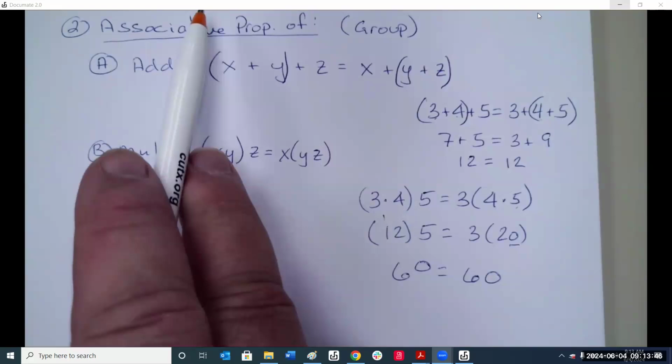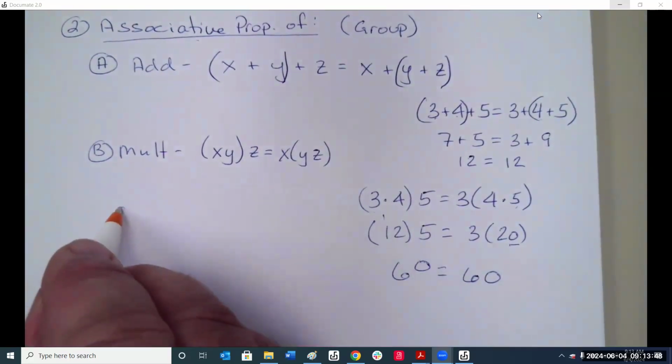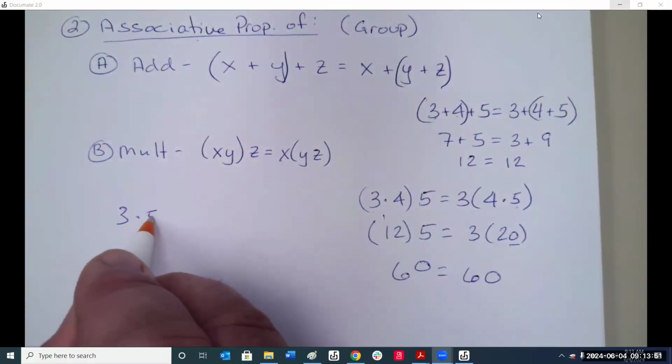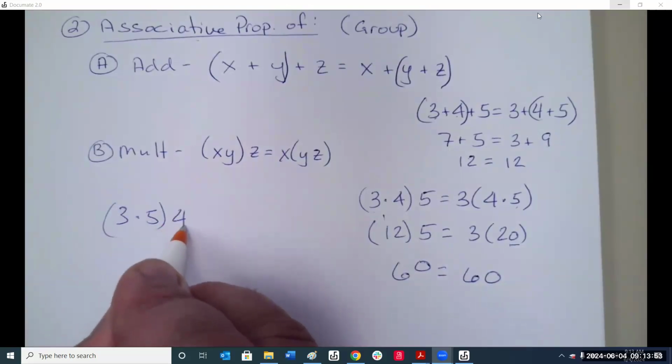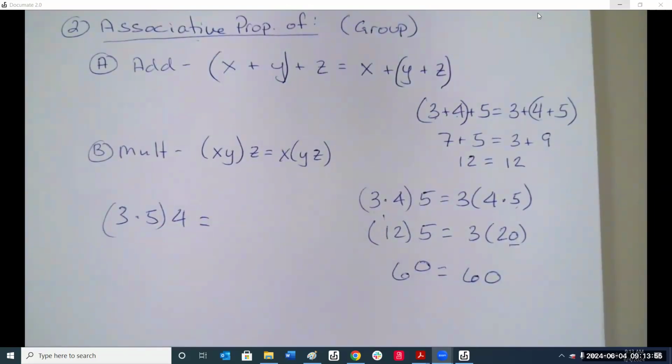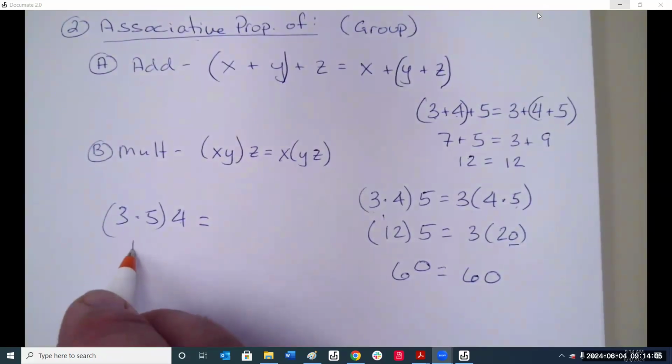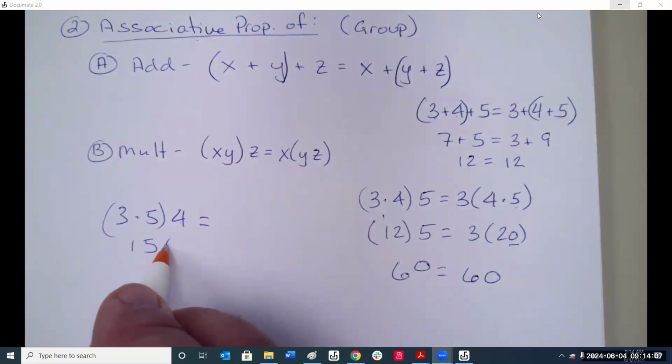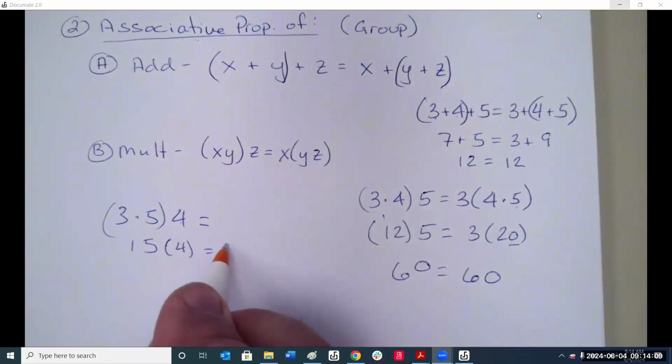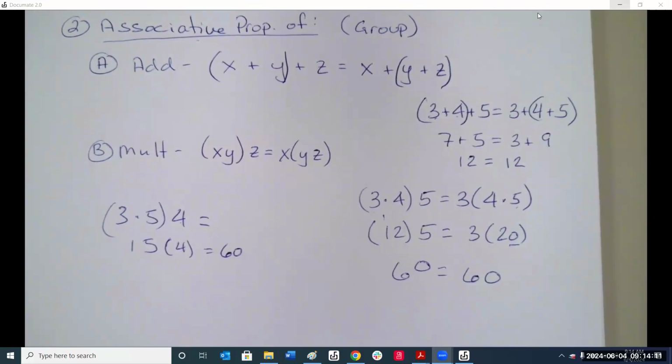Also, because I could use the commutative property, I could do that. The commutative property says I can move the 5 over. Commutative property says I can move the numbers around. 3 times 5 is 15. 15 times 4 is 60. So anyhow you need to, you can move them around.